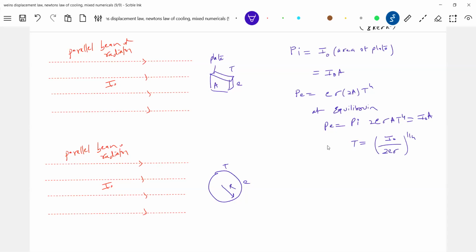A gets eliminated. So this is the expression for the temperature of the plate. Okay, what about the sphere? See, small ideas. They're very small ideas, nothing big. Now, what is the effective area as seen by the radiation?